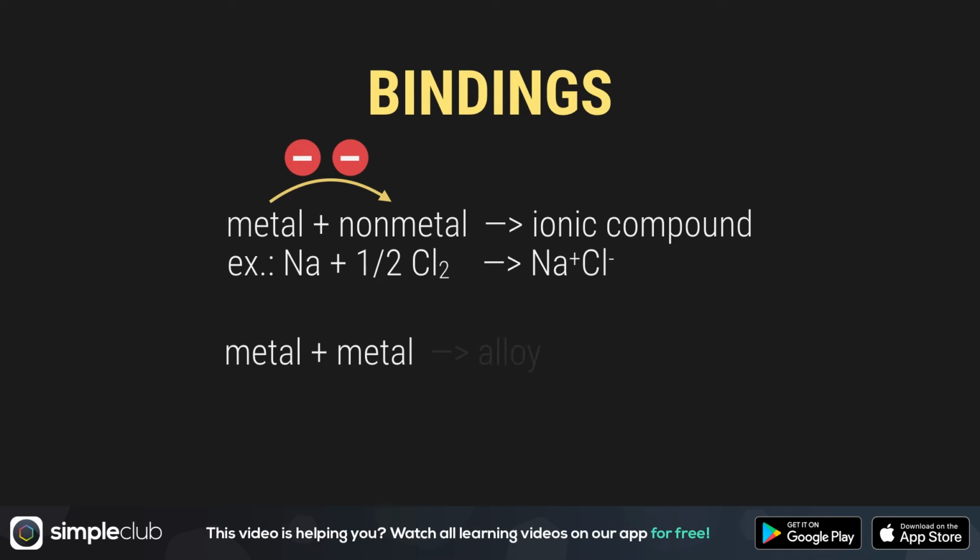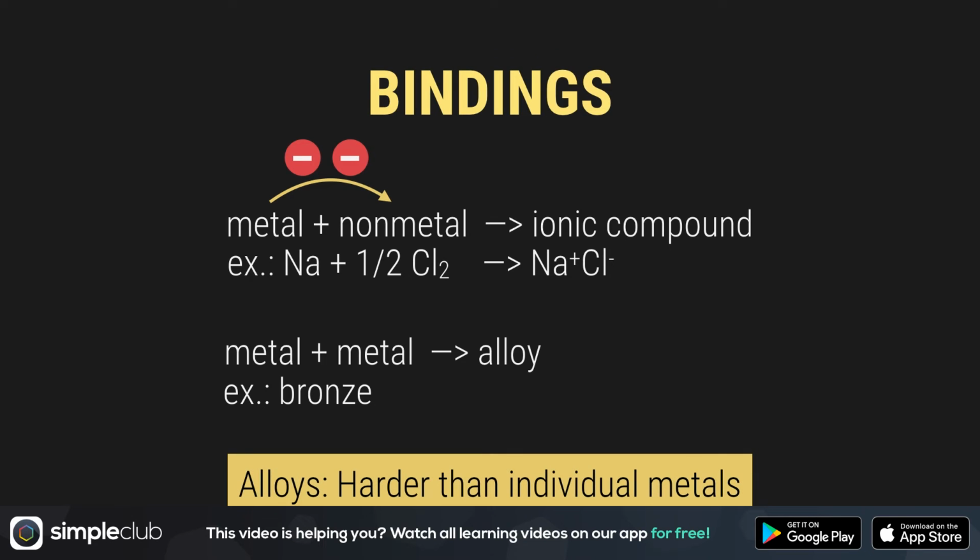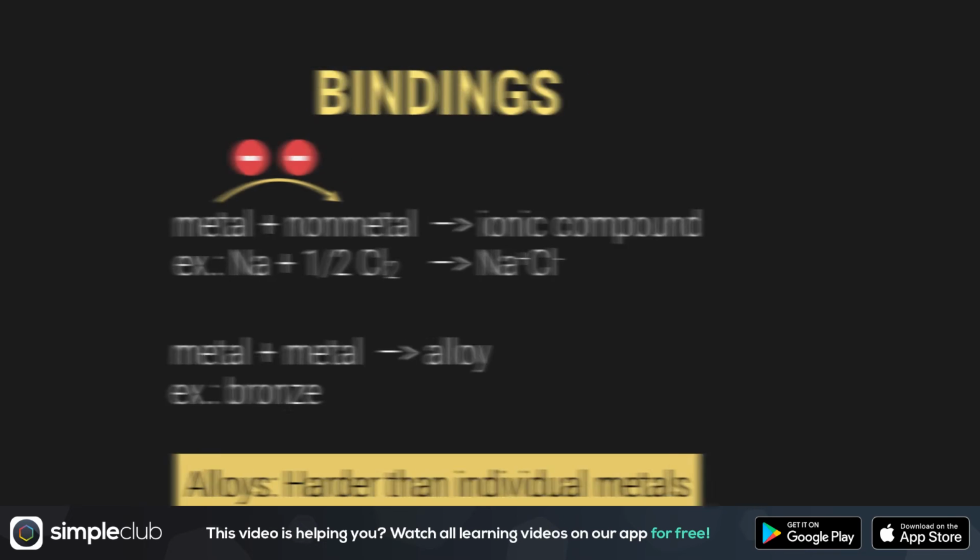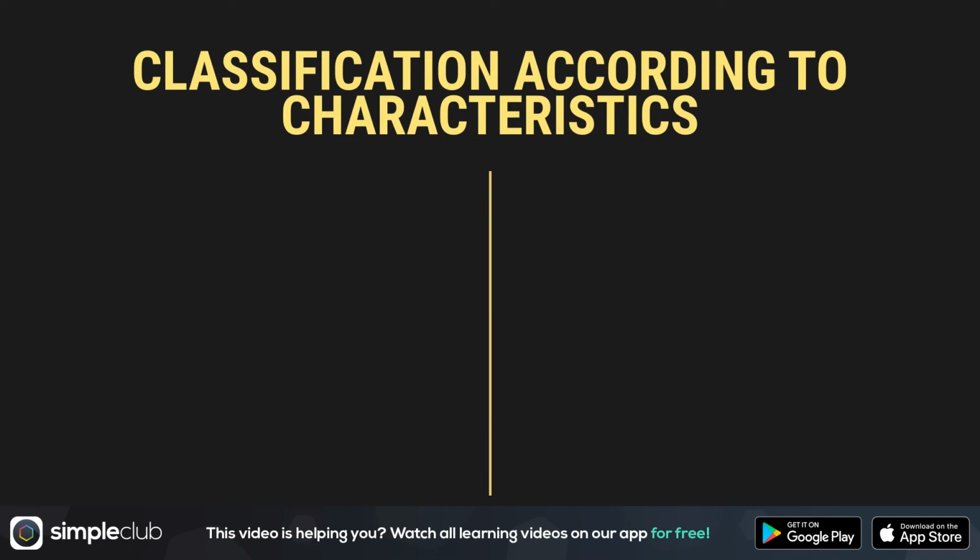When we bind several metals, we make an alloy. For example, bronze is the combination of copper and tin. Alloys are much harder than individual metals. Since there are so many different metals, they need to be differentiated from each other. There are a few ways we can do this.